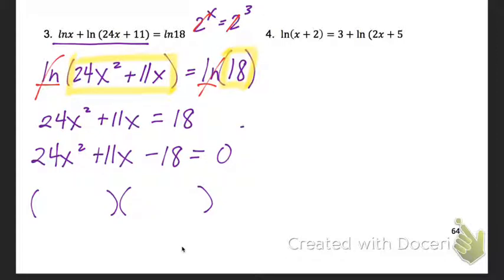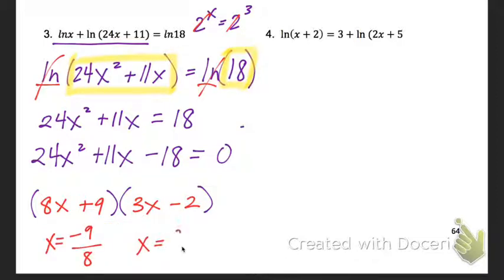I did trial and error, I got x equals 9 over 8 and then x equals negative 2 over 3. I think you have the sign switched. So you should get 8x plus 9 and then 3x minus 2, because if you add the outside and the inside, you get a positive 27 and a negative 16. So x equals negative 9 over 8 and x equals 2 thirds.